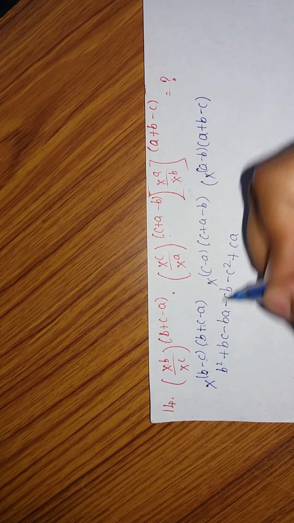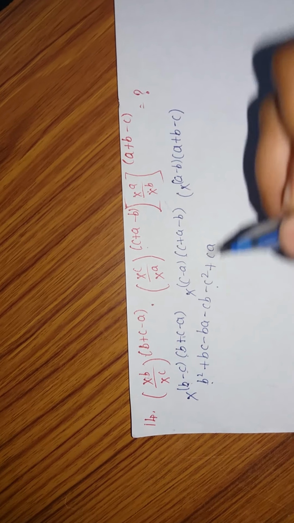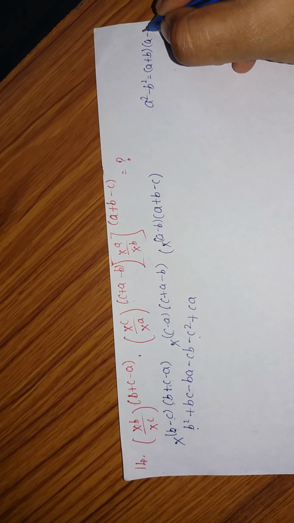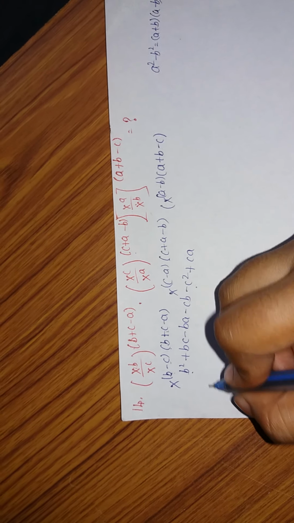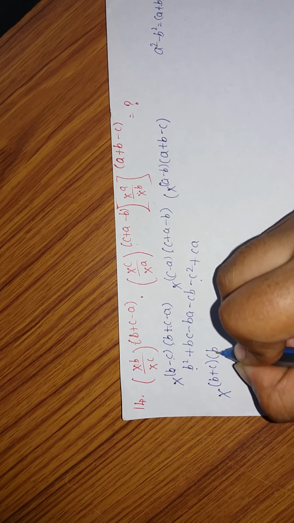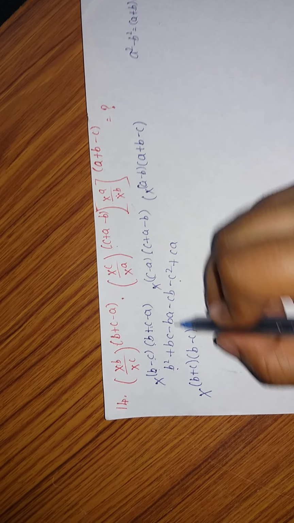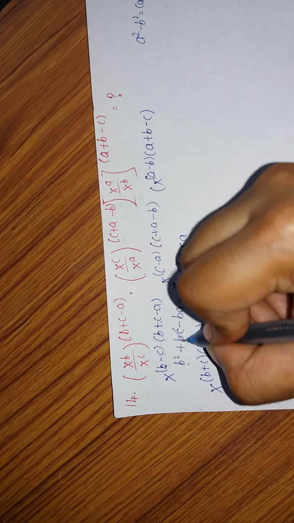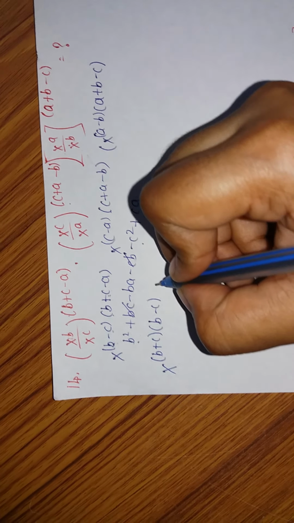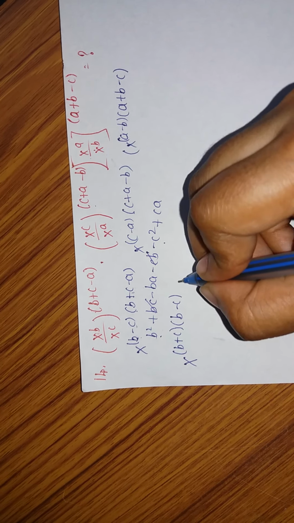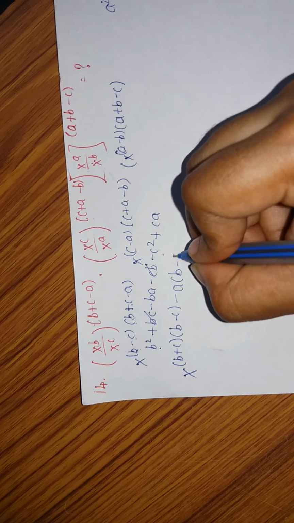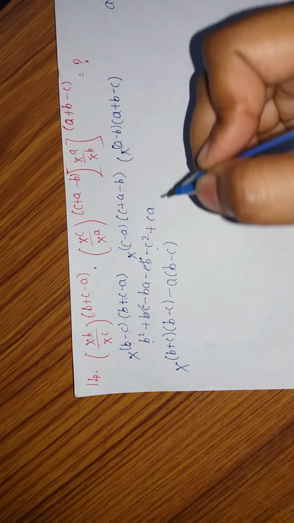So here b square minus c square, we know the a square minus b square formula, that is a plus b into a minus b. So here b square minus c square can be written as b plus c into b minus c, and plus cb and minus cb plus bc get cancelled. So we can get minus a as common in these two terms. Minus a gets common, so we can get minus a of b minus c.